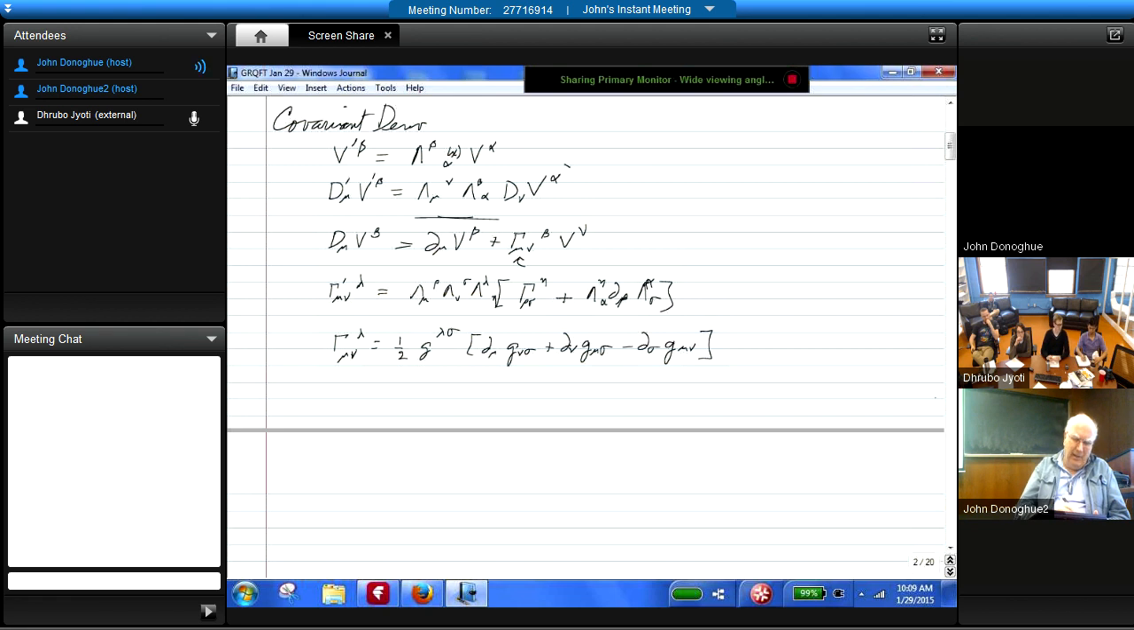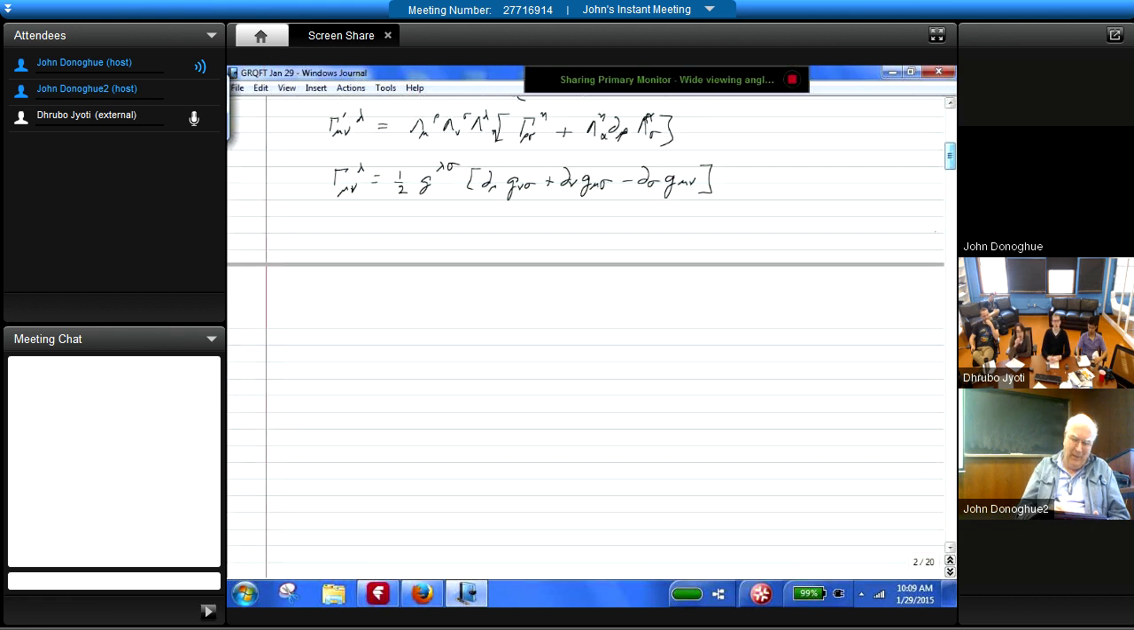Okay. What I want to do is go through a quickie derivation of that, because it actually tells you something. It tells us two things. And first I also then want to do tensors in general.